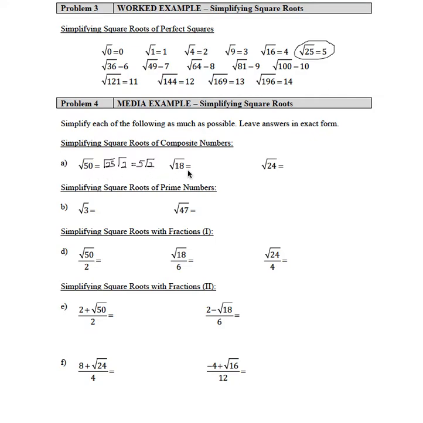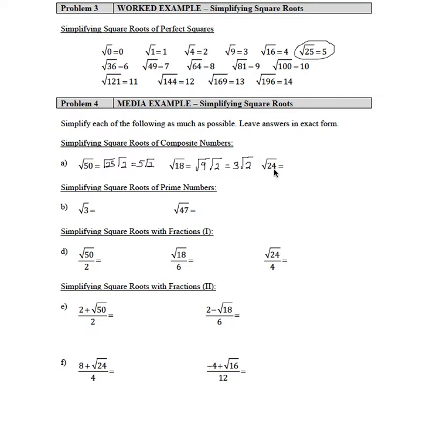Square root of 18, well, 18 is 9 times 2, so the square root of 18 is the square root of 9 times the square root of 2. Square root of 9 is 3 times what's left, which is the square root of 2, so this is simplest form, 3 times the square root of 2 for the square root of 18.